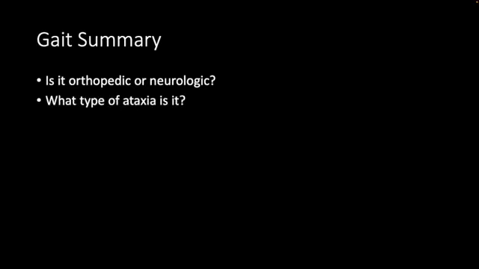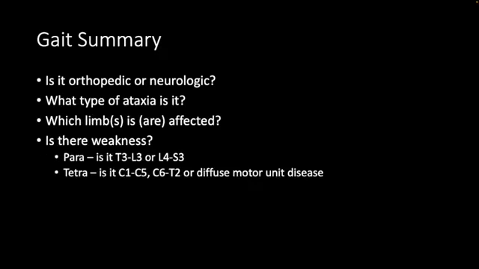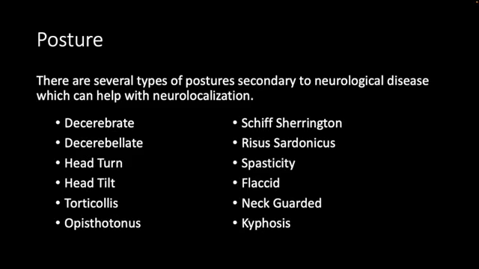To summarize, when a patient presents with a gait abnormality, we are generally trying to decide if it is orthopedic or neurologic. If it is neurologic, what kind of ataxia is present and which limbs are affected. If it is just the pelvic limbs, we can just say para, and if it is all the limbs, then we say tetra, being certain to perform spinal cord reflexes, as it helps us determine cervical myelopathy from diffuse motor unit disease. The last part of this lecture will run through different postures, some of which are extremely helpful with neurolocalization and others help complete the picture.